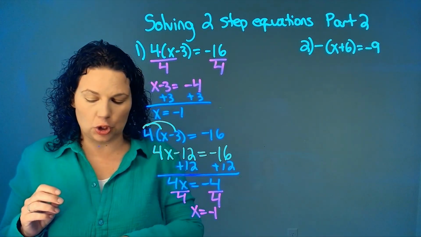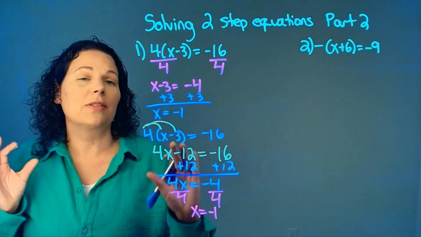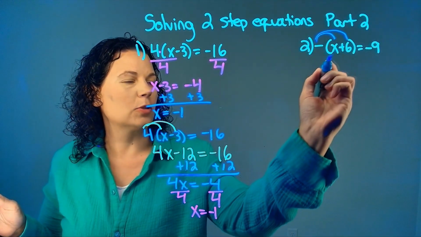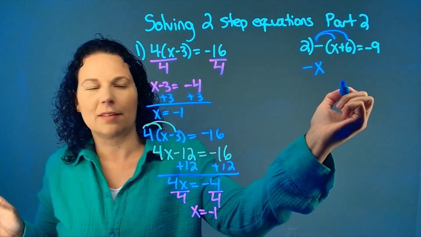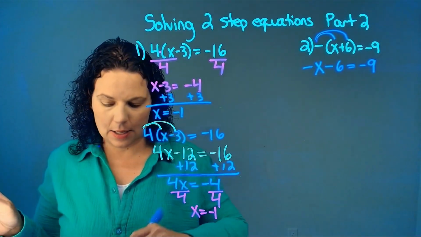All right, number 2. I'm going to distribute that negative. Like I said, I prefer this method. That's how I'm going to do this one. I'm going to distribute this negative, which is the same as multiplying by negative 1. So negative 1x is just negative x. Minus 6 gives me negative 9.